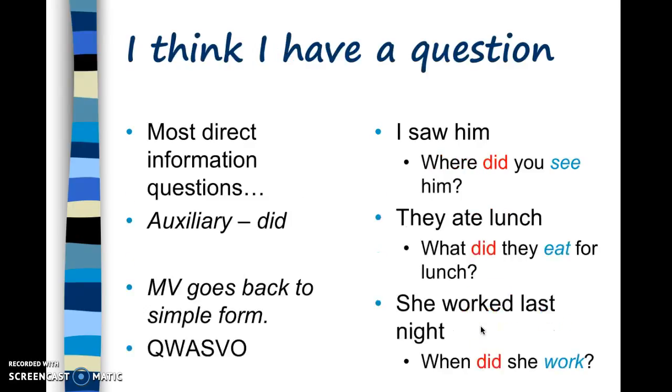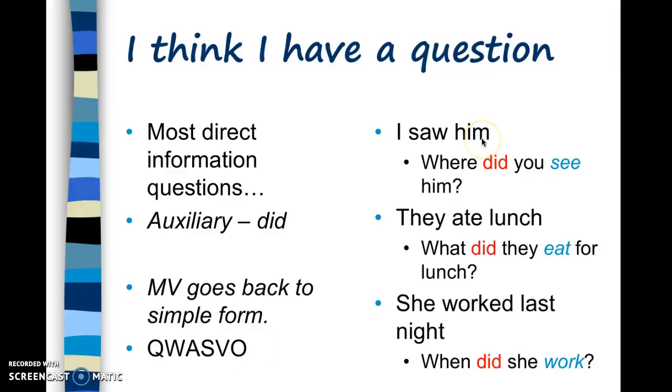For most direct information questions, again, you're going to have your auxiliary of did, unless you're working with the verb to be. For example, he was sick. Then I'm going to say, was he sick? If you have the verb to be, you repeat it. Otherwise, your main verb, same thing with negatives, goes back to the simple form, and we follow this structure to make questions. Direct information questions: question word, auxiliary, subject, verb, and object, if it's applicable.